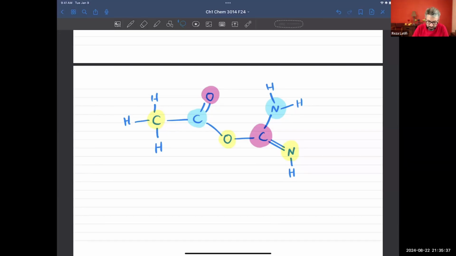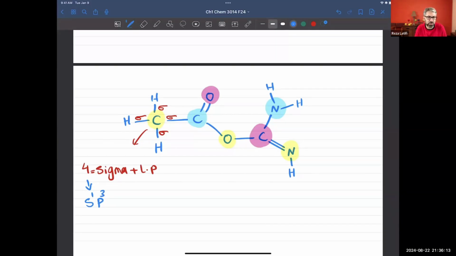The first thing I'm going to do is label the sigma bonds that I have for carbon. I see a sigma bond, 1, 2, 3, 4. I have 4 sigma bonds. So sigma plus lone pair, we got it equal to 4. So what's going to be the hybridization? Always S1. You need to add something to S, and you need to add a 3 to it, and that's going to be sp3. So the hybridization will be sp3.